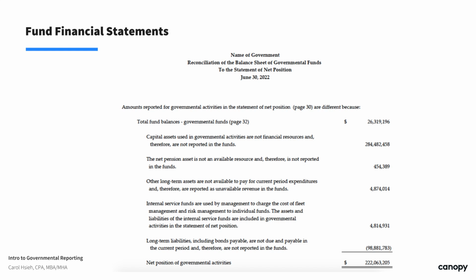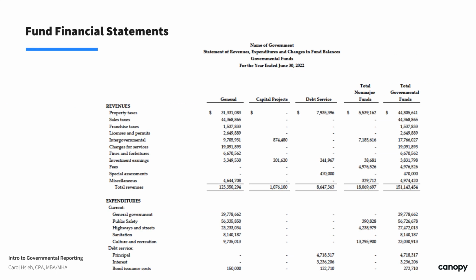So here is an example of a statement of revenues, expenditures, and changes in fund balance for governmental funds. And notice that the format of the column presentation here is the same as the balance sheet we have seen earlier, with the governmental funds on the top and non-major funds reported as one column here. On the left-hand side here, we report different sources of revenues, and also different types of costs associated with these funds.